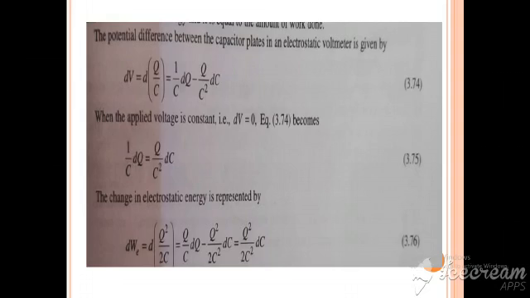The change in electrostatic energy is represented by dWe equals d of q square by 2C, which is equal to q by C into dq minus q square by 2C square dC, which yields q square by 2C square into dC.